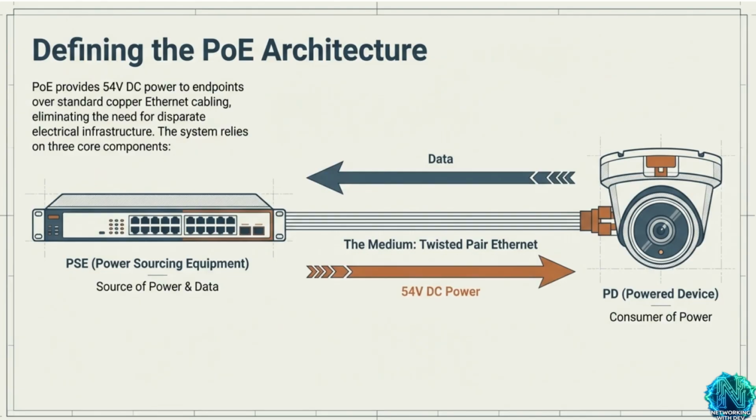Because PoE uses 54 volts DC, it can travel alongside your data without causing interference, provided your cabling meets the standards we've discussed. Finally, we have the PD, or powered device. This is the consumer of that power, such as the IP security camera shown here. The beauty of this architecture is that it eliminates the need for expensive electrical infrastructure at the endpoint.